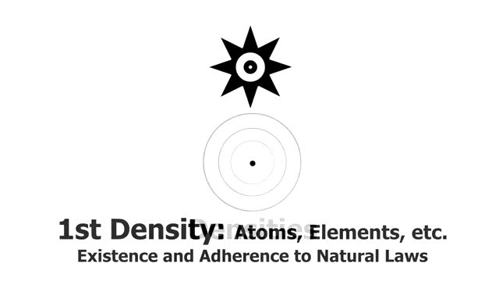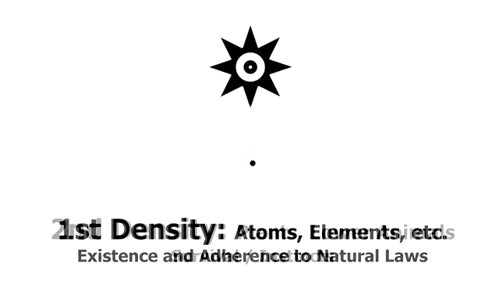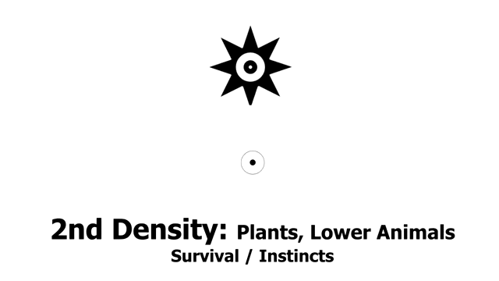Something that exists in the first density has existence and the adherence to natural laws. It is a thing, but it doesn't necessarily have any level of consciousness above its simple beingness. Examples of this would be matter, atoms, things we consider to be inanimate, elements, molecules, many single-celled organisms, things like that. Something on the second density has survival instincts of one nature or another. Plants all exist on what we would consider to be the second density, as do most animals that are not self-aware, such as insects, many fish, arachnids, etc.